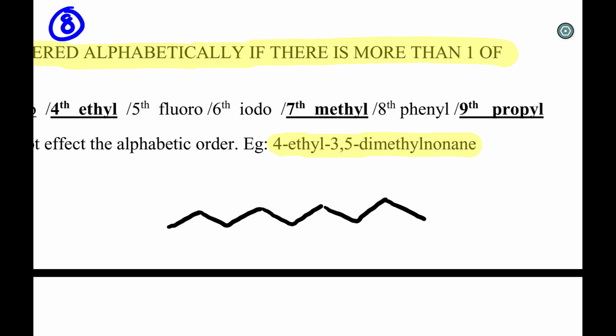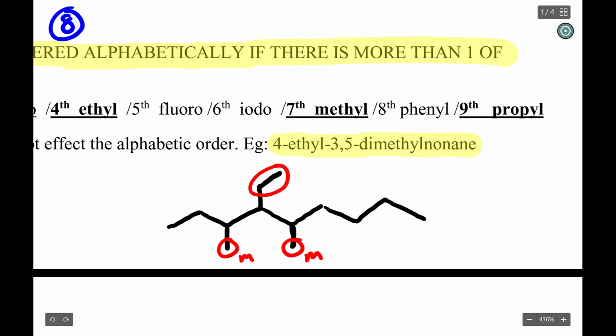What this would look like is on the 3rd carbon, I would have a methyl group. There's a methyl. On the 5th carbon, I'd have a methyl group. There it is there. And on the 4th, I would have an ethyl, which would look like this. This would be a methyl group, and an ethyl group. Now, because there's 2 methyl groups, it has to be called dimethyl, and I have to number where both of them are.